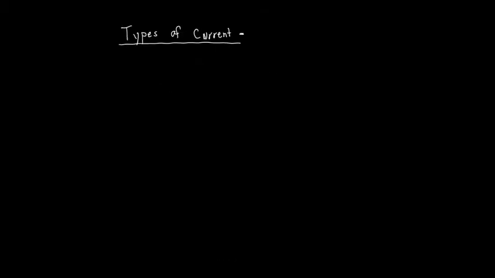So we have various different types of current that exist out there. There's current called AC, and there's current that's called DC. And each of these things mean two different things. AC stands for alternating current.